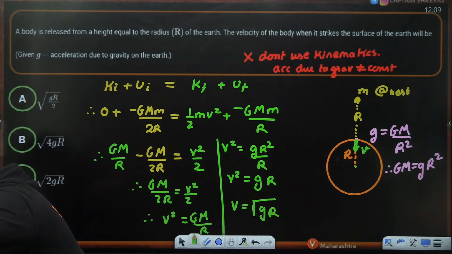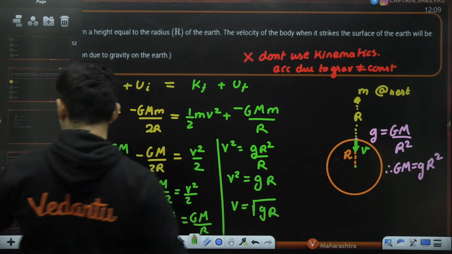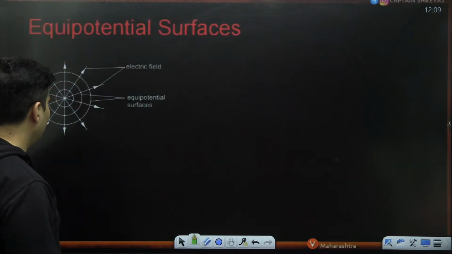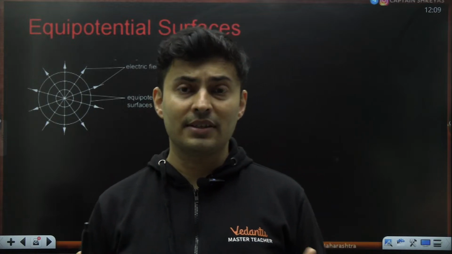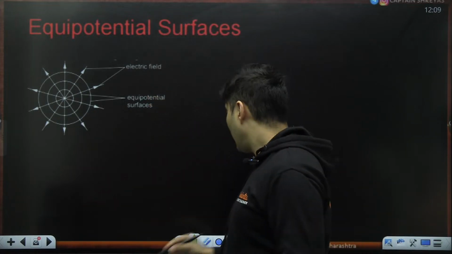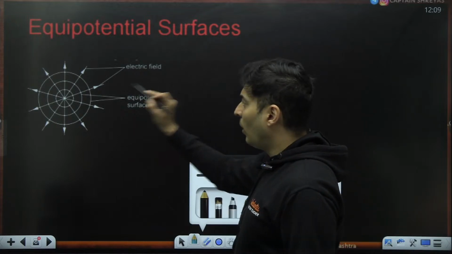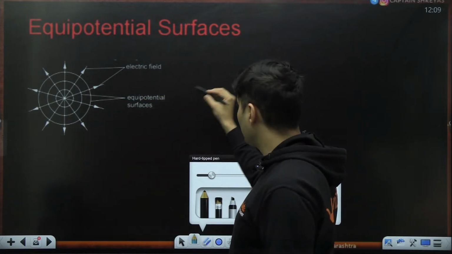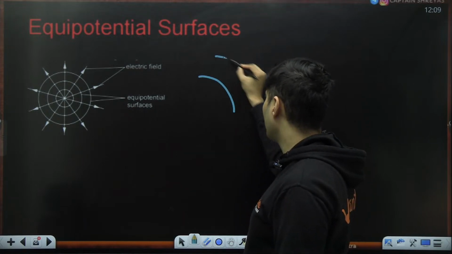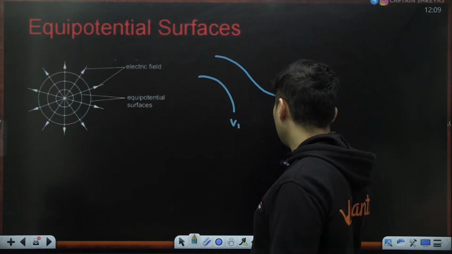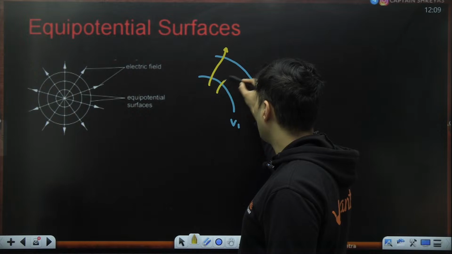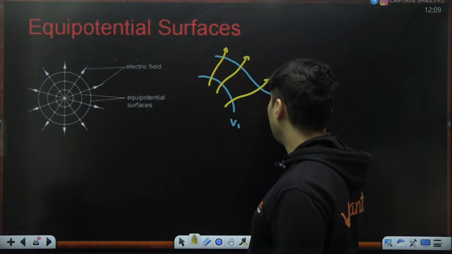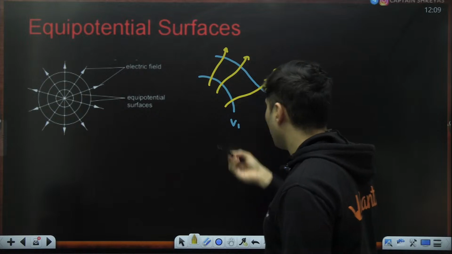Cool? Great. Let's go to another question, and before that, equipotential surfaces, I think I've already discussed. Equipotential surfaces are those surfaces which have the same potential. And remember that for a point charge, the equipotential surfaces are concentric spheres. One important property of equipotential surfaces is that if this is potential 1, this is potential 2, they are always perpendicular to the electric fields, or even the gravitational fields.